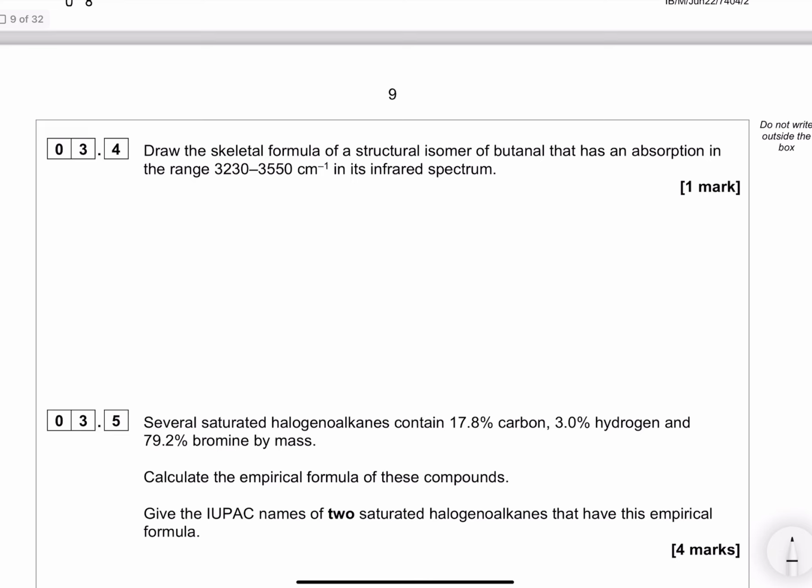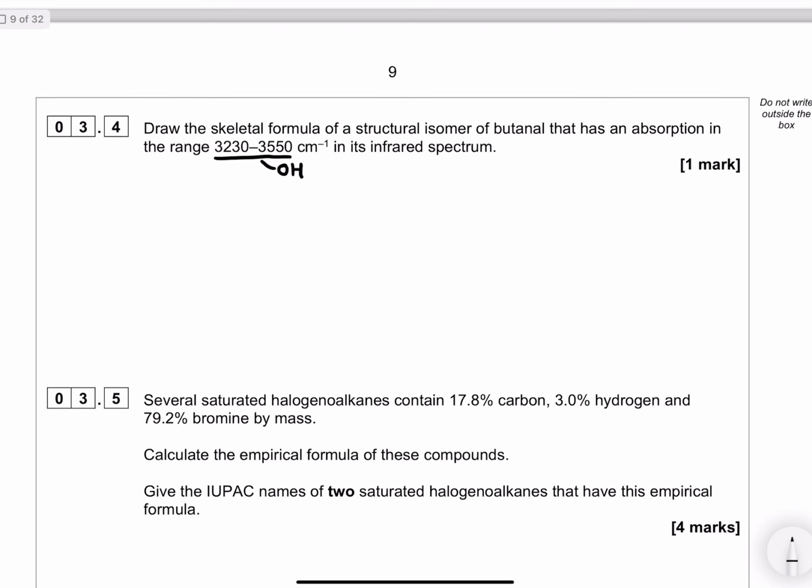Draw the skeletal formula of a structural isomer. So again, we're going skeletal. Structural isomer, so chain, position or functional group. This time it needs to be an alcohol. So because of the 3230 to 3550, we need an OH in an alcohol.